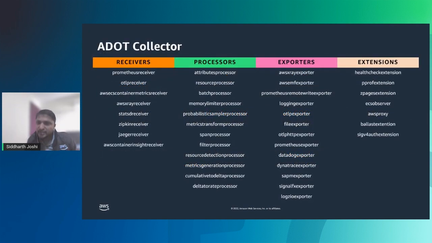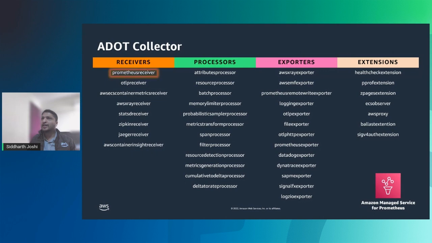Now, let's look at some of the components which we have in ADOT. The upstream OpenTelemetry repo has many more, but the components which we take from upstream are only the ones which are mature or close to being matured and have gone through our AppSec process. So still we have a wide variety of receivers, processors, exporters, and extensions.